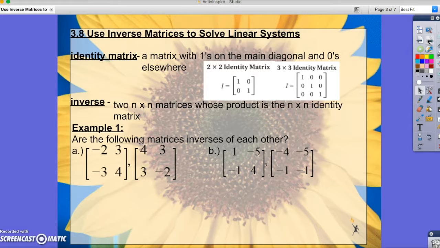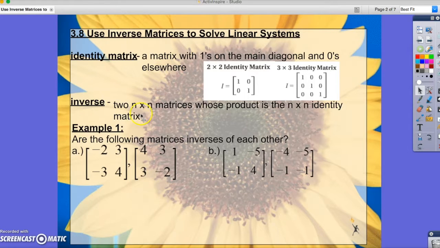What we have first is an identity matrix. A matrix with ones on the main diagonal and zeros elsewhere. So for a 2 by 2 identity matrix, here's my ones, here's my zeros. 3 by 3, here's my set of one diagonals, zeros elsewhere. In this lesson, we're only going to focus on 2 by 2s.